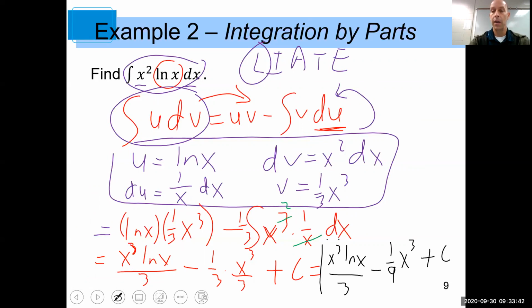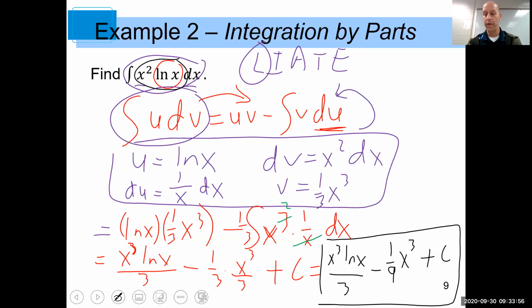That's the answer. Now, I highly encourage you, if you don't believe me, and you probably do, but if you don't trust yourself on one of these, just do the derivative of what we just got. Do the derivative of this and see if you don't come up with what we started with, which is x squared ln of x, and it will.